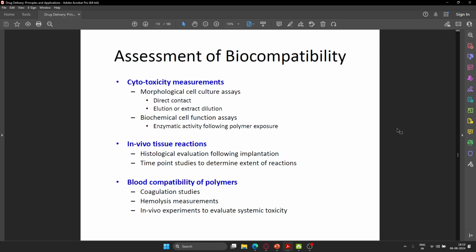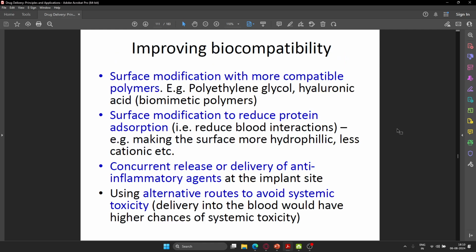Yeah, how would you assess the biocompatibility of a polymer? So you do cytotoxicity measurements, in vivo tissue reactions, blood compatibility, and you check for the blood compatibility of the polymers. And how would you improve the biocompatibility of a biopolymer, right?